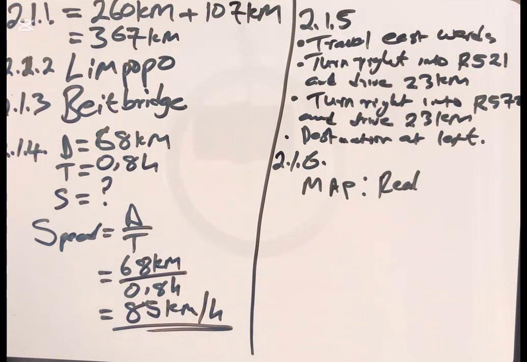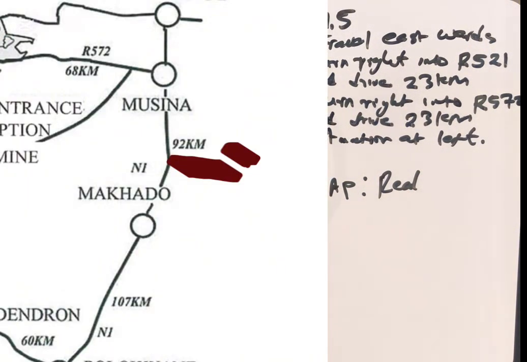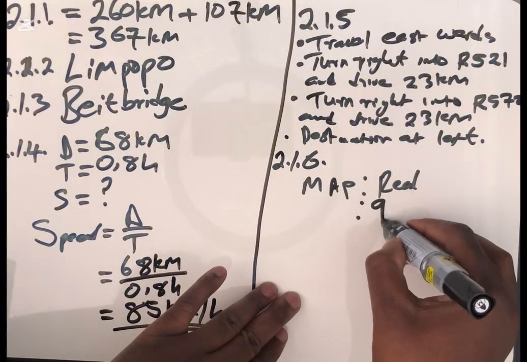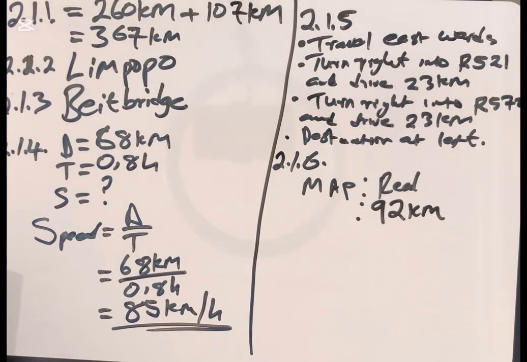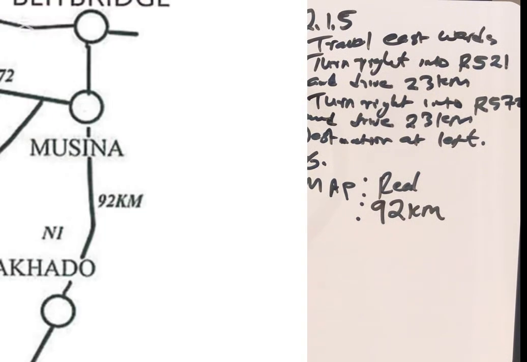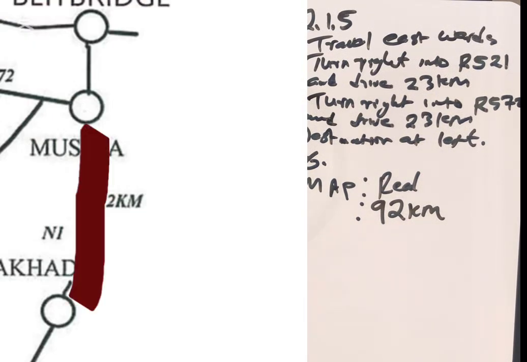So if you check here, we have a distance from Musina to Makhado. It is given there as 92 kilometers. It's a real distance. You write it this side, 92 kilometers. We must also get a distance on the map of Makhado and Musina by using our ruler. You place it at the beginning of the Makhado circle to the beginning of the Musina circle.